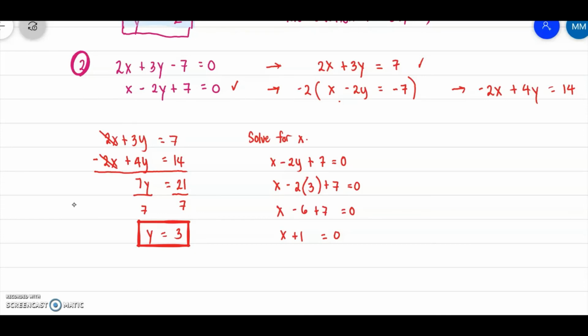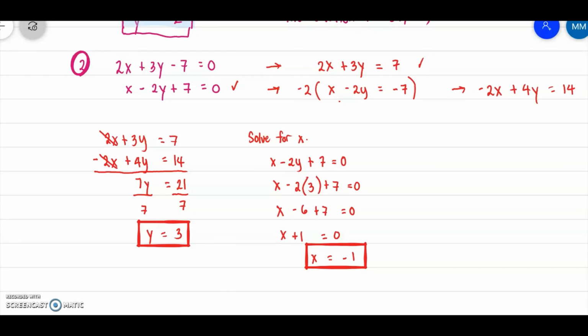Now to solve for x, we should isolate x to one side of our equation. So we need to transpose 1 to the other side. So we have x is equal to 0, 1 becomes negative 1. So 0 minus 1 is just negative 1. So x is equal to negative 1. Now that we already have our values for x and y, we can now do our checking.